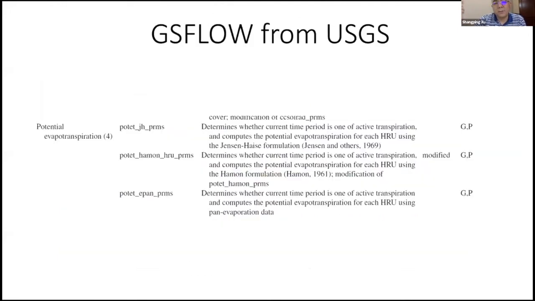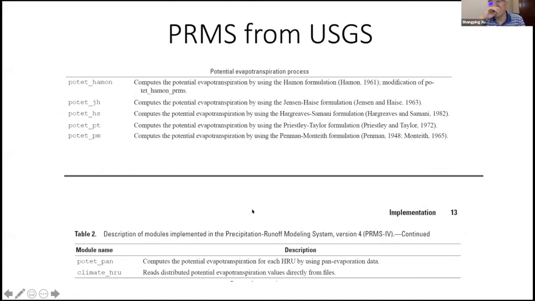And if you look more at the groundwater side, we have GSFLOW. This is from USGS. You can see it has Jensen-Haise, Hamon, and pan evaporation. This was PRMS, a runoff or groundwater recharge model, but it has this evapotranspiration component. You have Hamon, Jensen-Haise, Hargreaves, Priestley-Taylor, and the Penman-Monteith. So we pick these models because they are incorporated into widely used hydrological modeling programs.